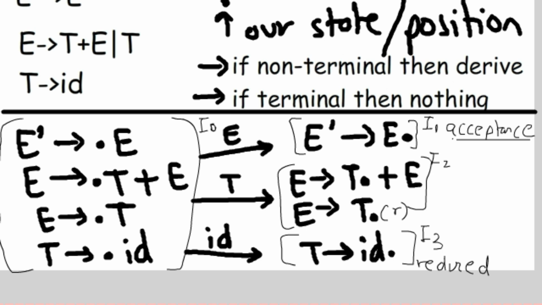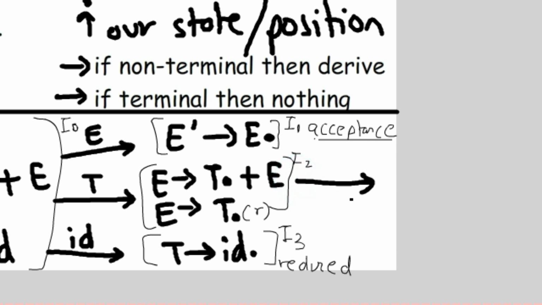You can see that this I3 is reduced, so we will not do anything with this. This I1 is acceptance, so it is accepted and finished, so we will not do anything with this. Only this thing is now remaining. Even in this thing, this part is finished, this is reduced. We have R written in brackets, so it is reduced. So only this equation is remaining now. So how do we solve this equation?